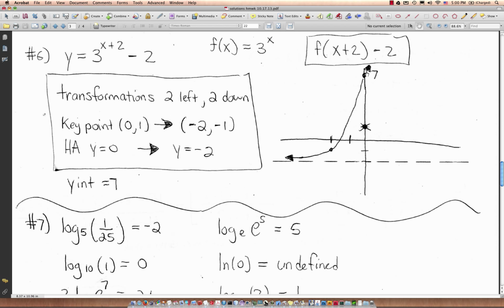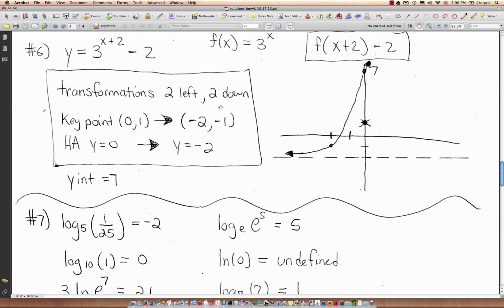Your y-intercept will be at 7 when you plug 0 into this function. And then you can graph the exponential like follows. And that's how you graph this particular exponential function. I want you to use what you learned about transformations. You can use all of that transformation stuff that we learned on all of the functions that we want to graph.